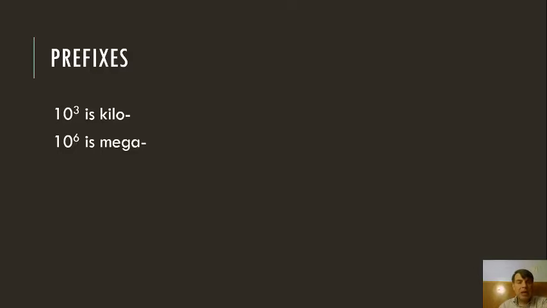So mega. 10 to the minus third is milli. So a millimeter is 1/1,000th of a meter, and a micrometer would be, what did I say? 10 to the negative third is 1,000th of a meter. I don't know what I said. 10 to the negative 6 is 1/1,000,000th of a meter. Okay? So these are some helpful prefixes.